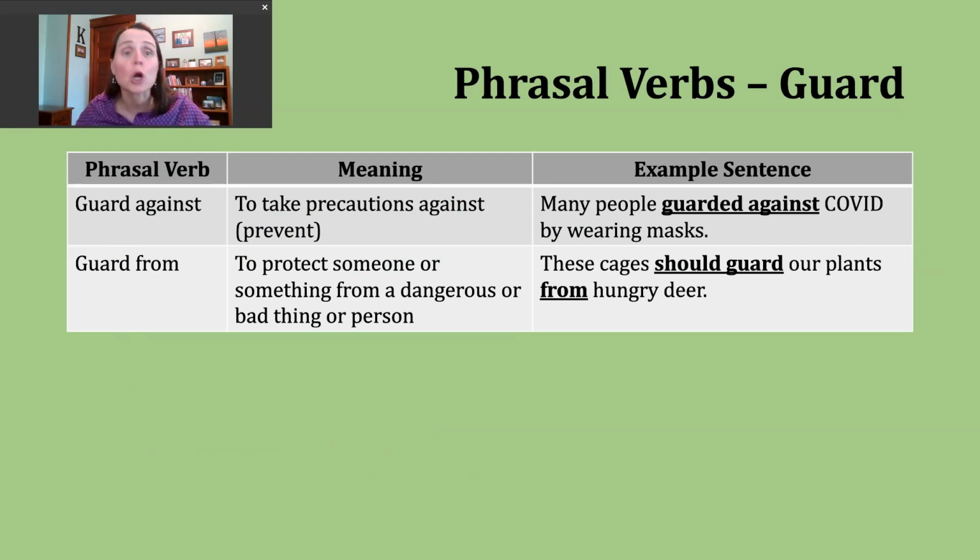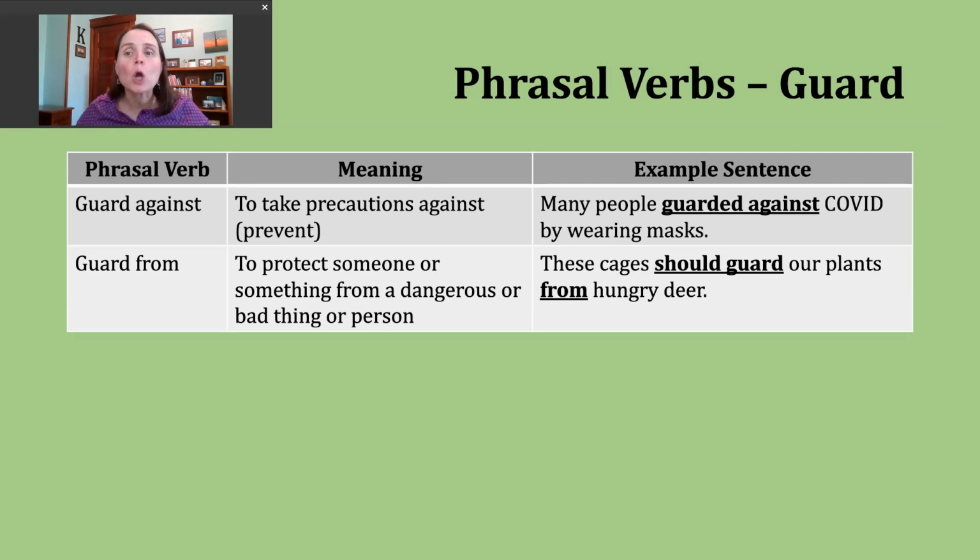Okay. Now let's talk about two phrasal verbs that you might encounter. The first is to guard against. This can mean that someone is taking precautions or that they're trying to prevent something, make something stop, maybe before it happens. Let's take a look at an example sentence.